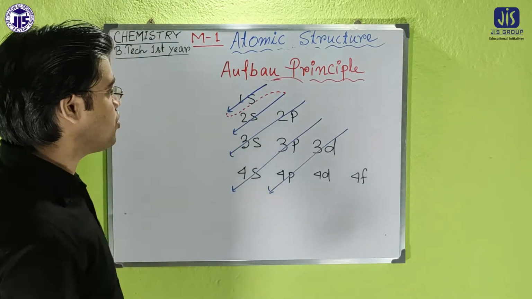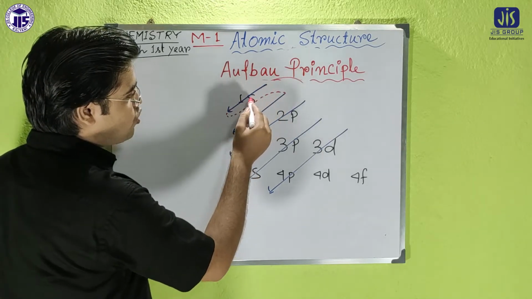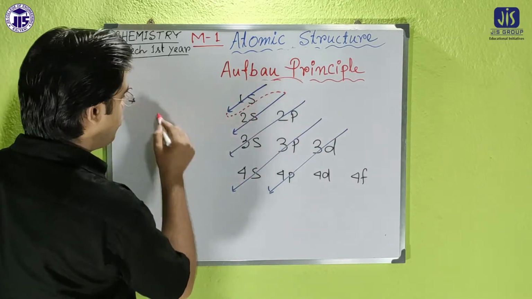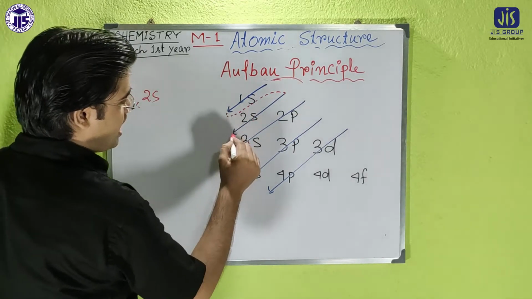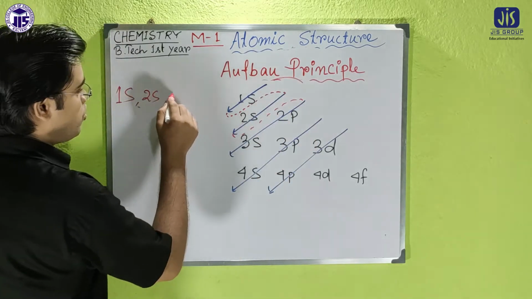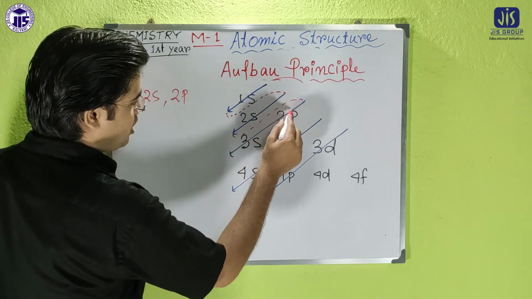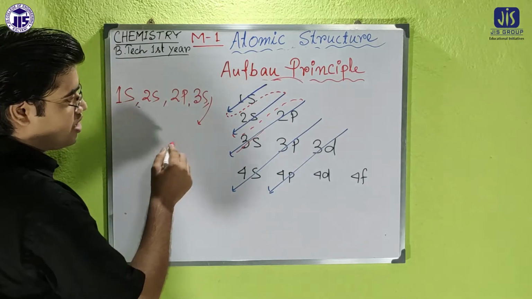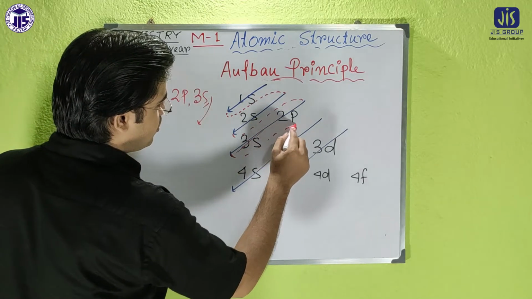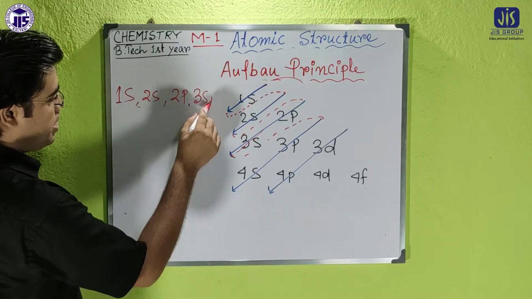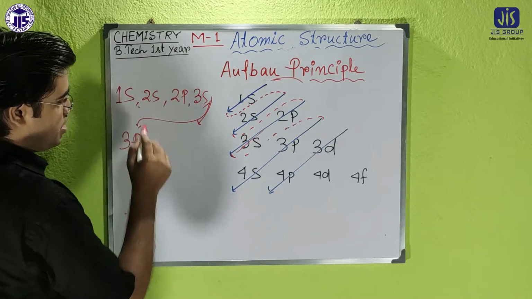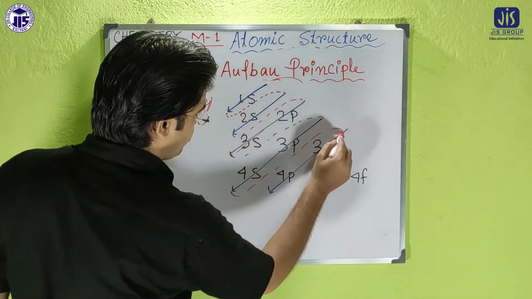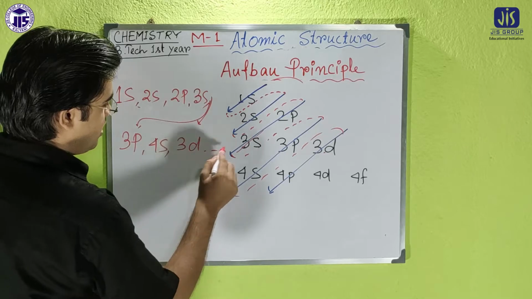Following the arrow means here first we have to consider 1s. So here we write down 1s, then come here, 2s. Then we write down 2s, then again 2p. So again 2p, then after 2p it comes to 3s. Write down 3s, then after 3s it will be 3p. Then after 3p it will be 4s. Then after 4s it will be 3d and so on.